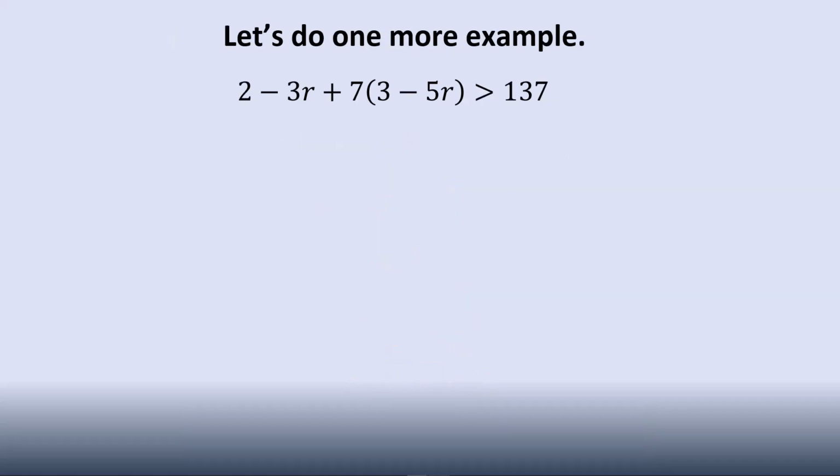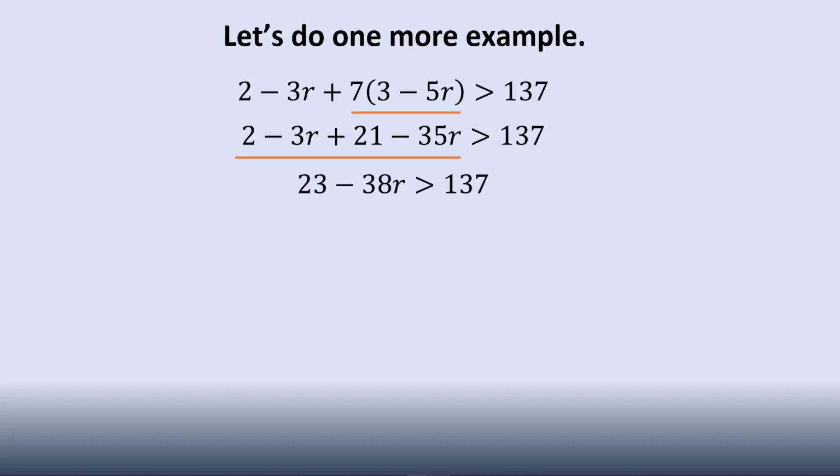Let's do one more example. 2 minus 3r plus 7 times the quantity 3 minus 5r greater than 137. First, we distribute the 7, and we get 2 minus 3r plus 21 minus 35r greater than 137. On the left, we combine like terms. 2 plus 21 is 23. -3r minus 35r is -38r. And our resulting inequality is 23 minus 38r is greater than 137.